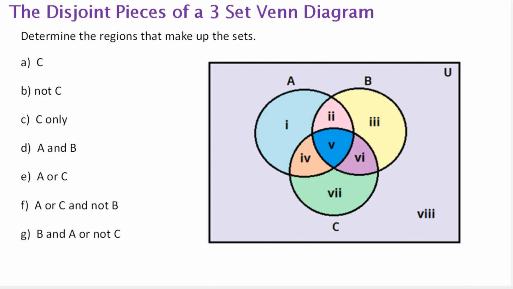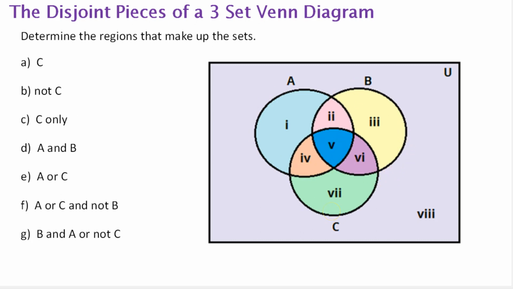In this video, we're going to examine the disjoint pieces of a three-set Venn diagram. Determine the regions that make up the following sets, and we're given a bunch of questions here. So first, let's just take a look at a three-set Venn diagram and how this is set up. This is U, so this means it's a universe, and we're looking specifically at the sets A, B, and C.